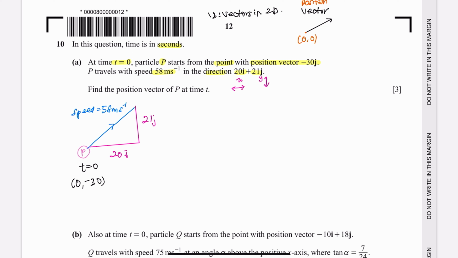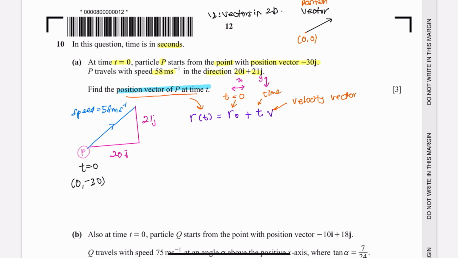Find the position vector at time t. Position vector can be denoted as r. At time t, it's going to be equal to the position at the origin, or r0, plus time times v. This is the position vector at time t, this is at t equal to 0, this one is the time, and this one is the velocity vector.